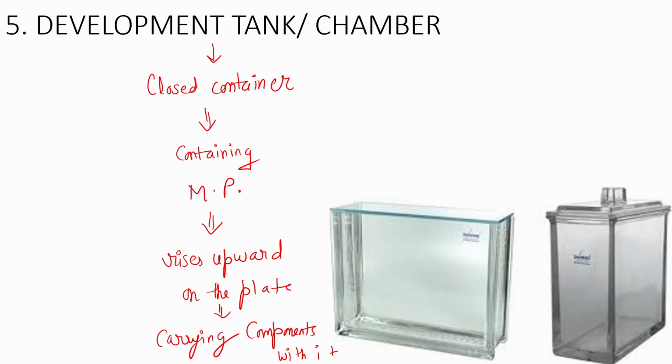After applying the sample, the plate is placed in a closed container called development tank or development chamber. This chamber contains mobile phase which rises in upward direction on the plate and carries components with it. This will cause the separation of components from the sample mixture.